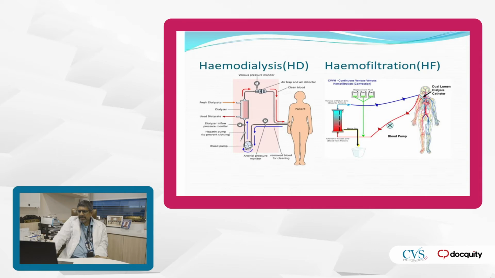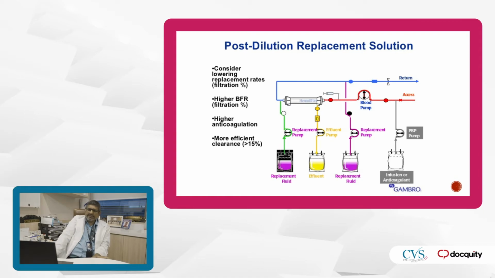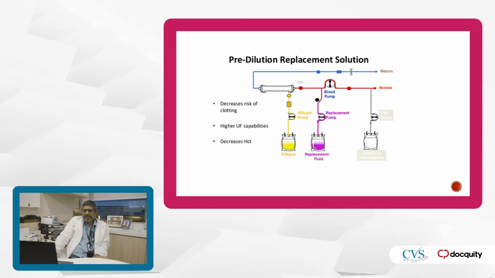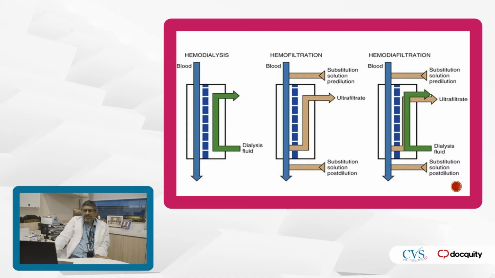Okay, this is the same thing. Again, the difference between hemodialysis and hemofiltration: one is solute removal by convection, the other is by diffusion. And the other consideration when we do CRRT is whether we replace the fluid post-dialyzer or pre-dialyzer. With a post-dialyzer replacement solution, the fluid is replaced after the dialyzer, which means the chance of clotting the dialyzer is higher, but it gives you better clearance. So when we are worried about clotting, we always replace the fluid pre-dialyzer. When we are worried about solute clearance, we do a post-dilution replacement.